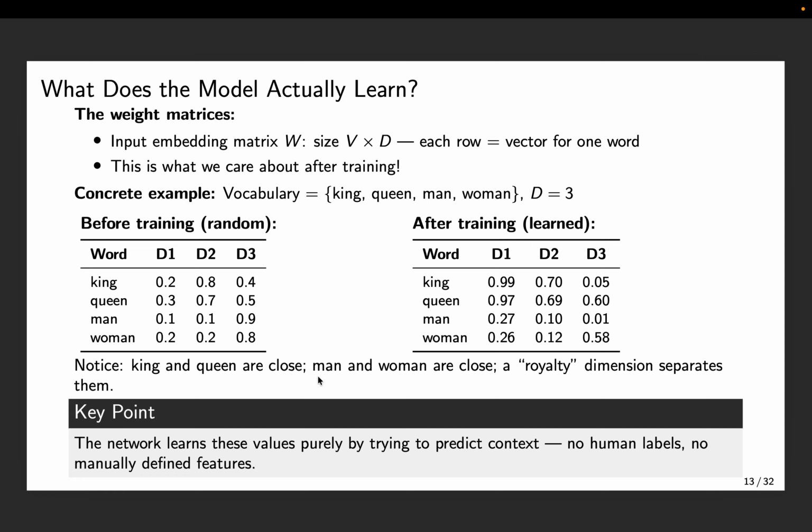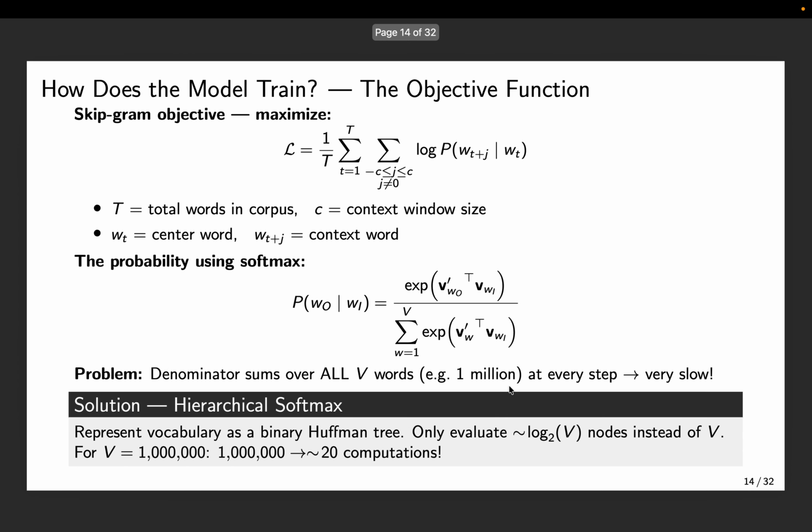And this is remarkable. The model never saw the concept of gender. It was never told that king and queen differ by gender. It just figured it out by training to predict which words appear near which other words. So no human labels, no manually defined features, pure self-supervised learning from the raw text.